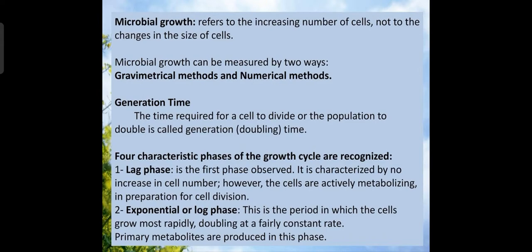Second one is exponential phase or log phase. In this phase, the cells grow most rapidly. Rapid multiplication of the inoculated cells you can see in the exponential phase or log phase. They grow most rapidly, doubling at a fairly constant rate. Primary metabolites will be produced in this phase.